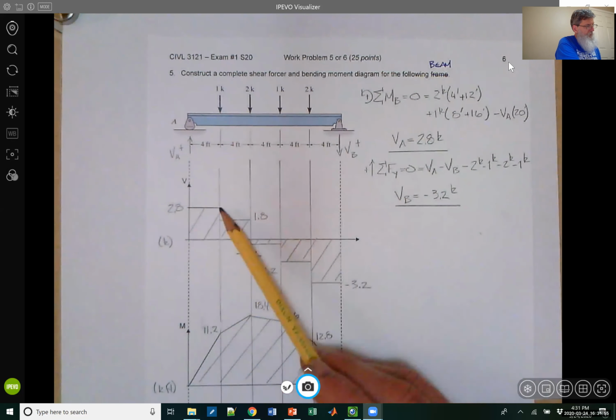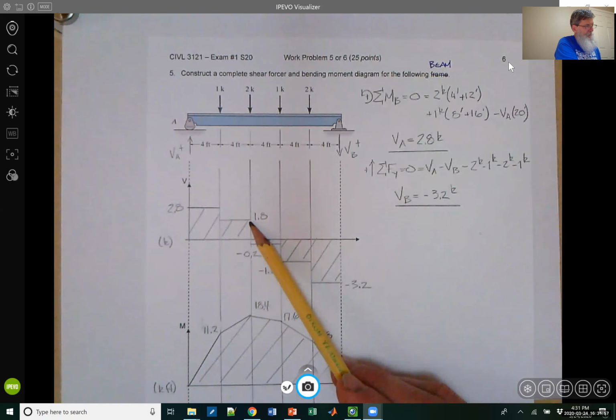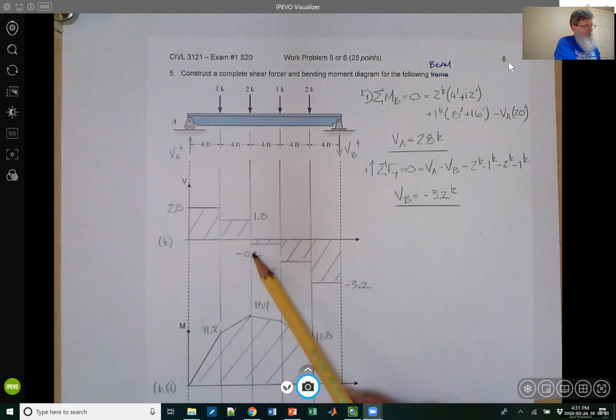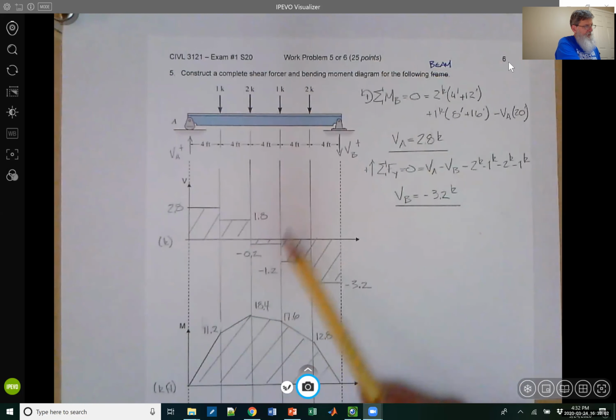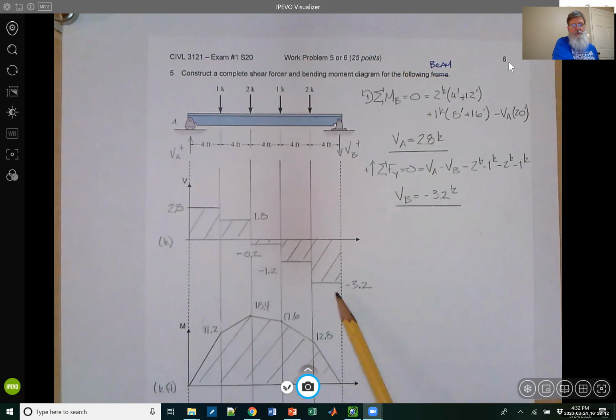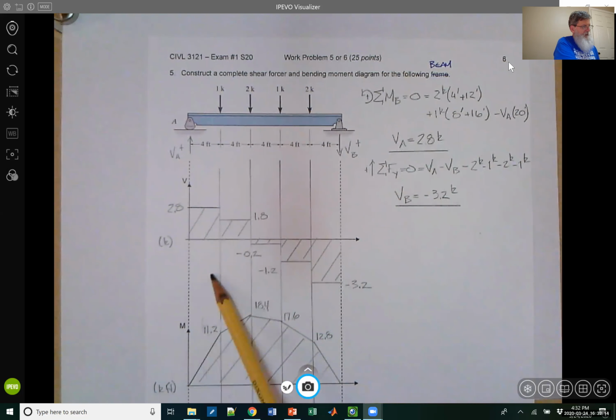Again, no load, no change. Then I hit 2 kips, minus 2 to negative 0.2, no change. Drop 1, negative 1.2, no change. Drop 2, negative 3.2, no change. So I connect the dots. So I got this nice stair-step effect of 5 different zones, each zone having a constant shear.